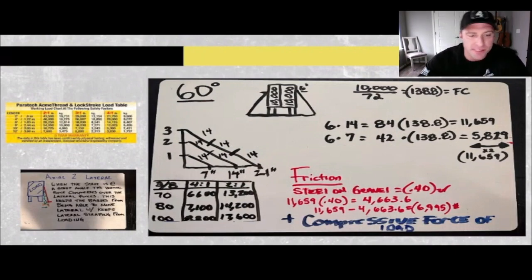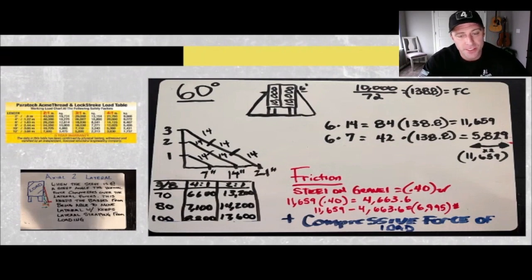Now let's say there was 0% friction. We've gotten rid of friction in the world. And now we have 11,659 pounds of force. We're coming back up to this non-friction equation where 6 times 7 is 42, times 138 equals 5,829 pounds in both directions. So that's 11,659 pounds. If you want to talk about that one, that's fine. We still can. Now we start looking at strapping. So if I had 11,659 pounds, I can't use ratchet straps.